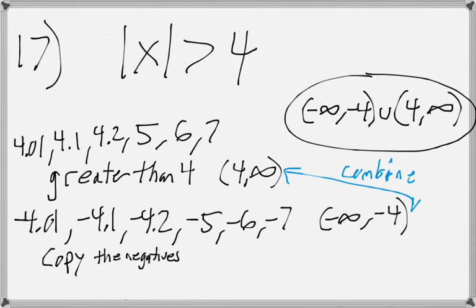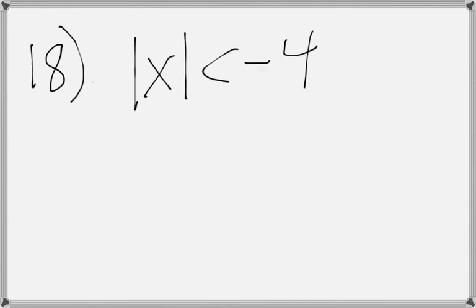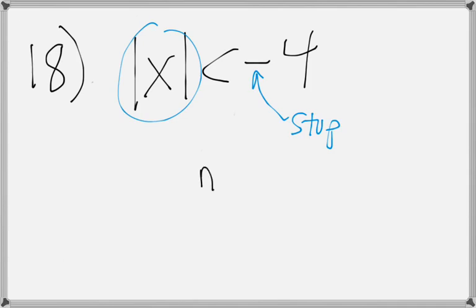Okay, so if we look at the last one, 18, it's the absolute value of x is less than negative 4. We actually can't be less than a negative number as an absolute value. Because of the absolute values here, whatever's in there is going to be positive because it will eliminate any negative sign. And any positive number is greater than a negative number. So just like with the equations, this basically tells us to stop. So there's nothing that works here, or you can put the fancy no solution.